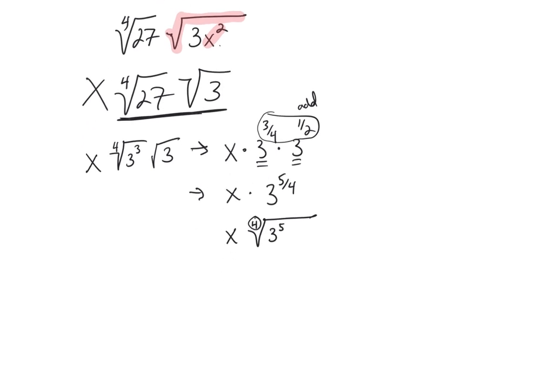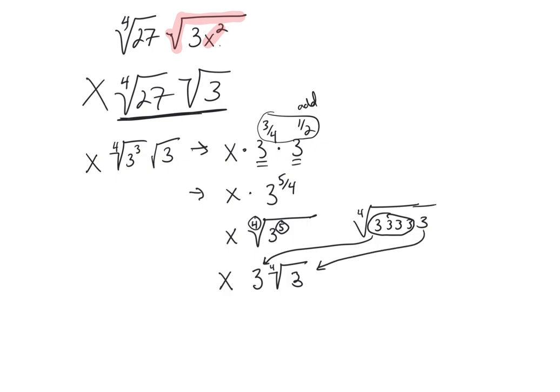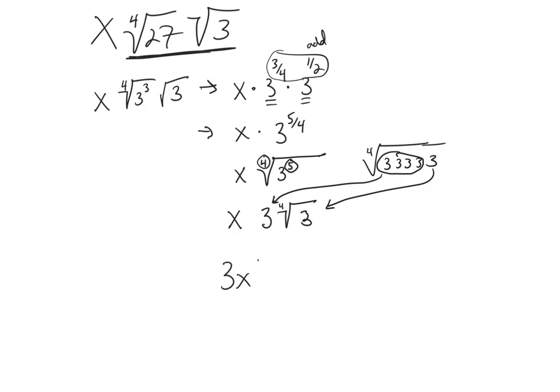When I'm doing a 4th root of 3 to the 5th, 4 goes into 5 one time, so I'm going to be able to take out 1 3, and there's going to be a leftover of 1 3. In other words, again, remember, if you write it out, 3 to the 5th, for every group of 4, I can take out a 3, and there's a 3 left. So finally, 3x, 4th root of 3. Toughest problem of the day right there.